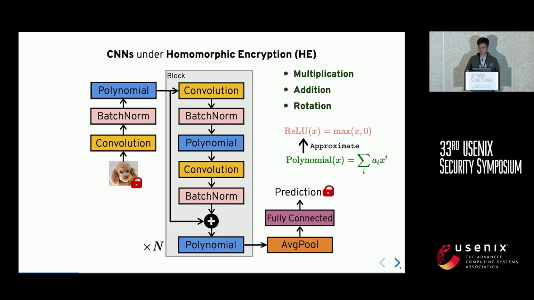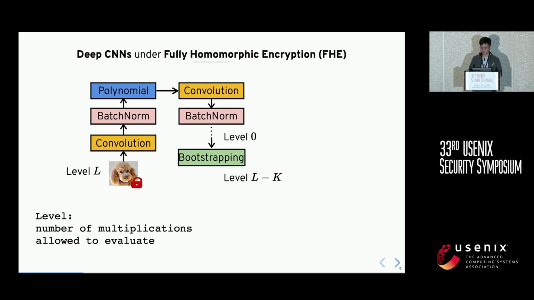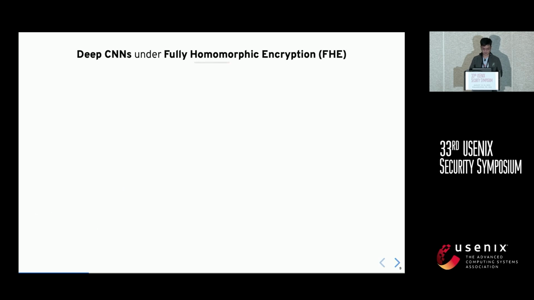It's straightforward. If we use a high-degree polynomial, we can precisely approximate the ReLU. But the problem is that if we use a high-degree polynomial, we will use a lot of multiplications. In that case, we will use a lot of bootstrapping. If we run out of all multiplications, we need to call the bootstrapping to refresh the ciphertext. And we know the bootstrapping latency is very high, and it needs a lot of memory footprint. So actually, bootstrapping is a computational bottleneck when we evaluate neural networks under fully homomorphic encryption.